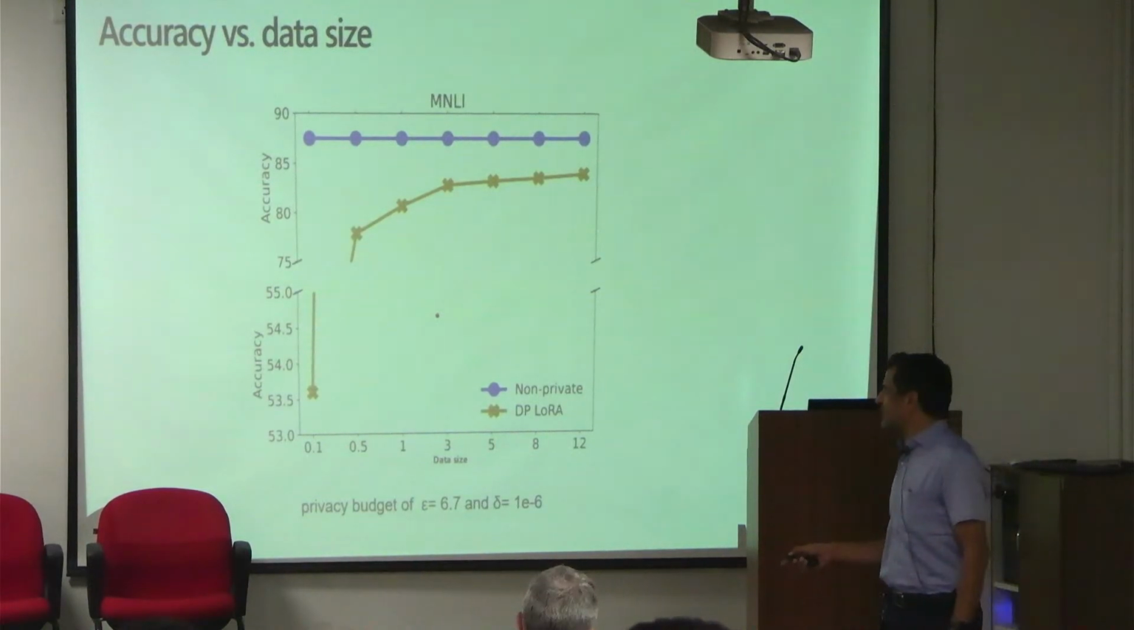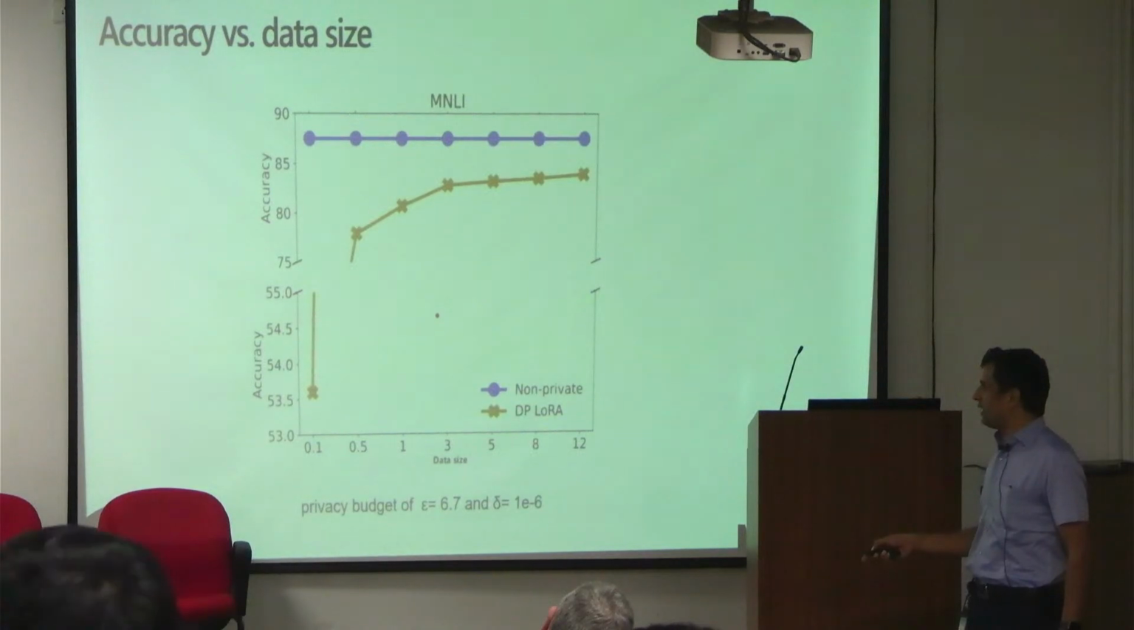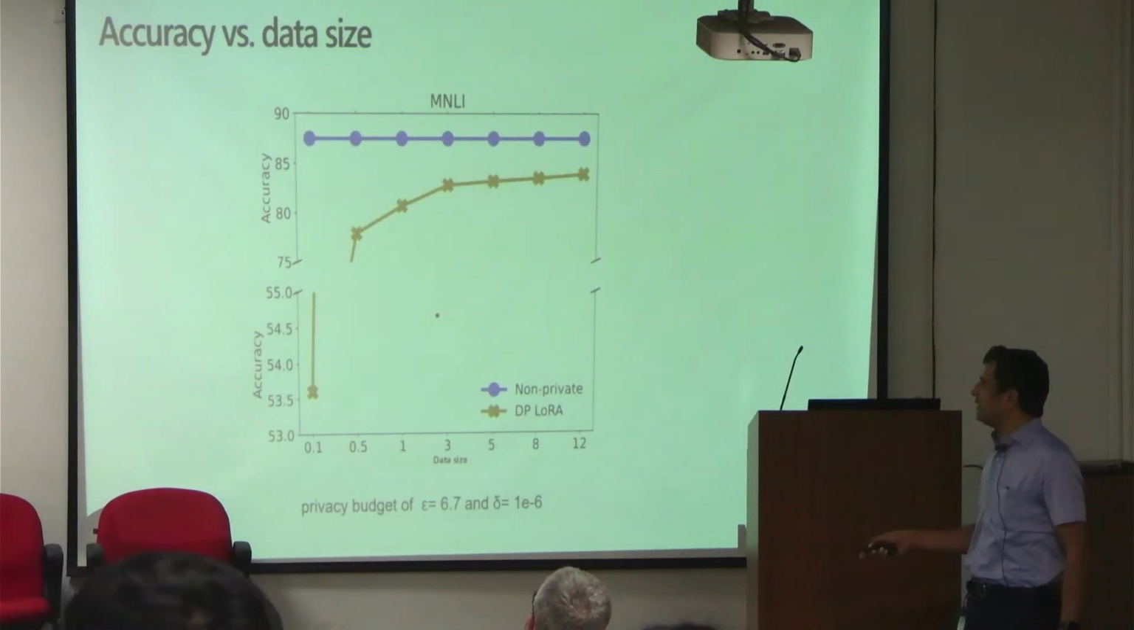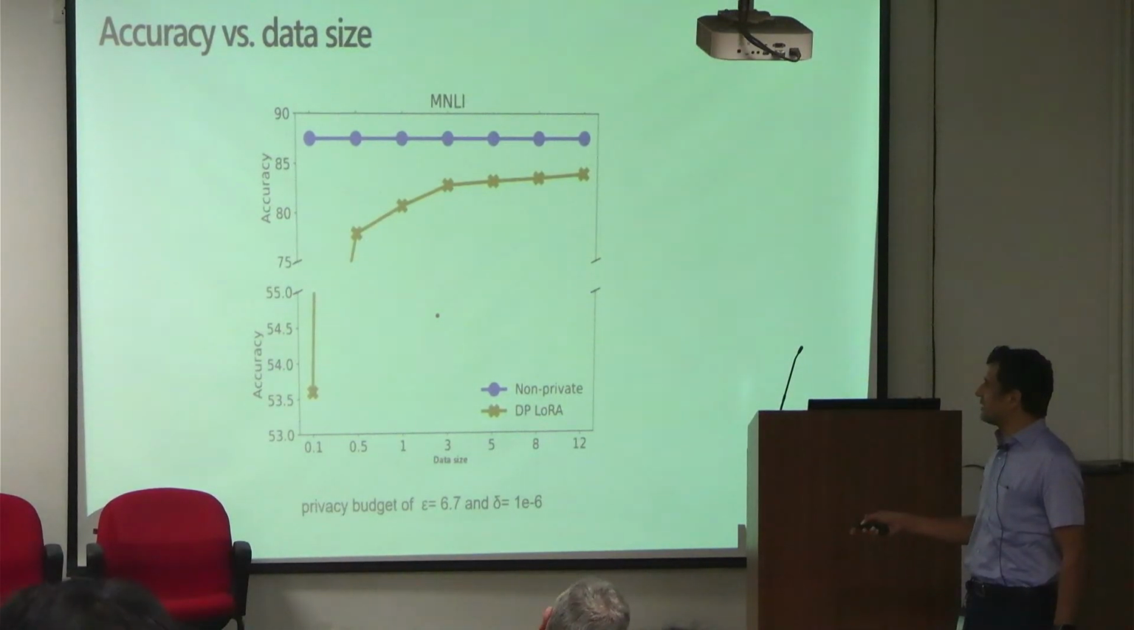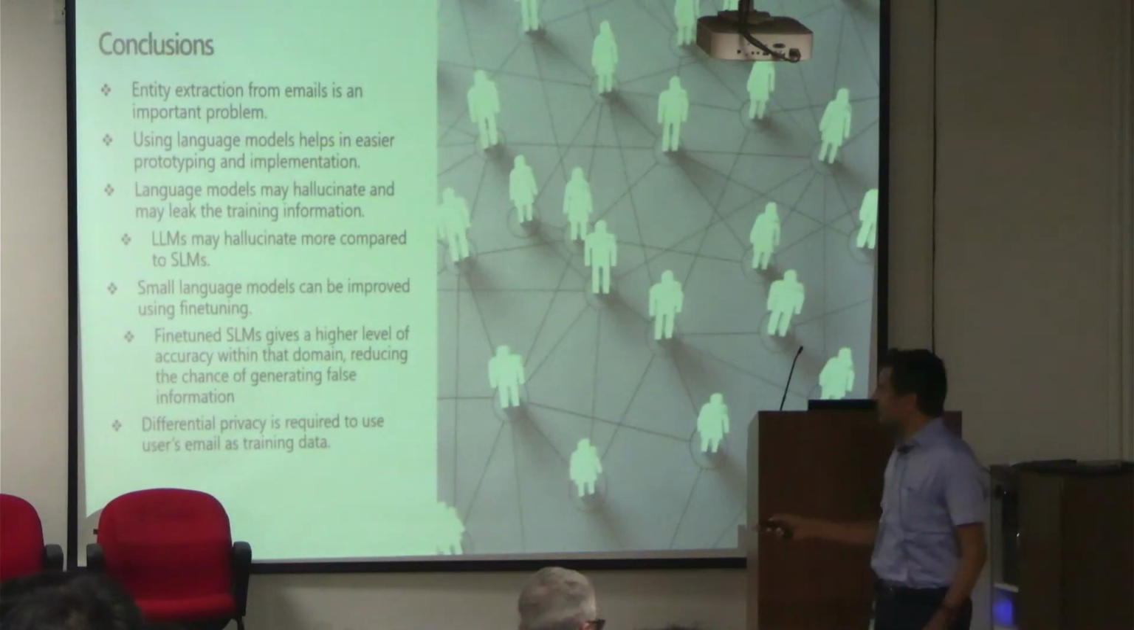And as you can see, at a privacy budget of, say, epsilon equal to 6.7, as the data size increases, our performance reaches the ideal performance. I just wanted to show how it converges there.